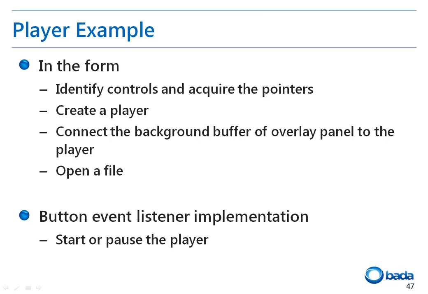In the form initialization process, we have to get the pointers to the two buttons and the pointer to the overlay panel. After that, we create the player and connect the overlay panel's background buffer and the player. Finally, we open a video file to finish the preparation for the playback. Since play and pause buttons are used in this example, the button event listeners should implement the functionality to start and pause the player.